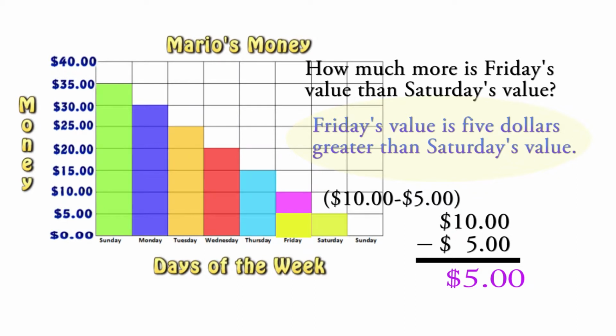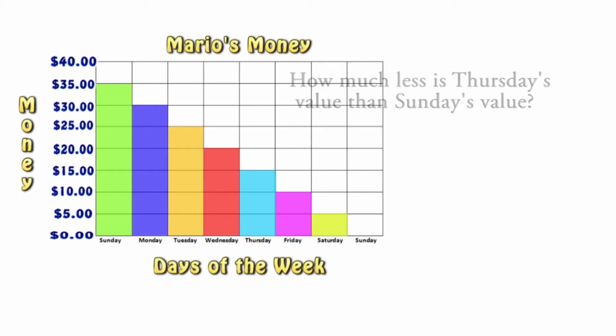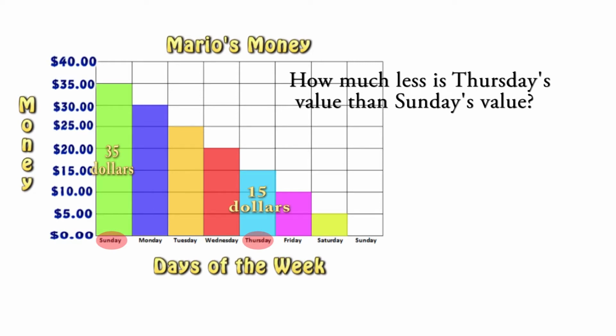On to our next question. How much less is Thursday's value than Sunday's value? And to be clear, we're talking about the first Sunday on our graph. So I've identified the 2 days that I'm talking about. Sunday is $35 and Thursday is $15.